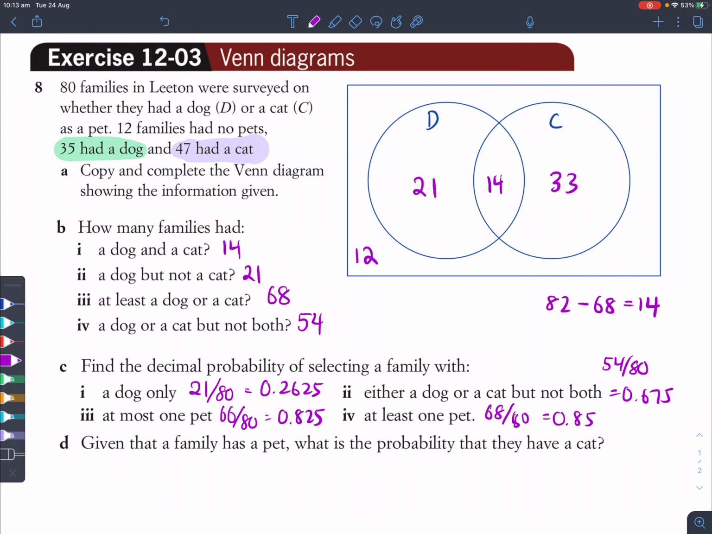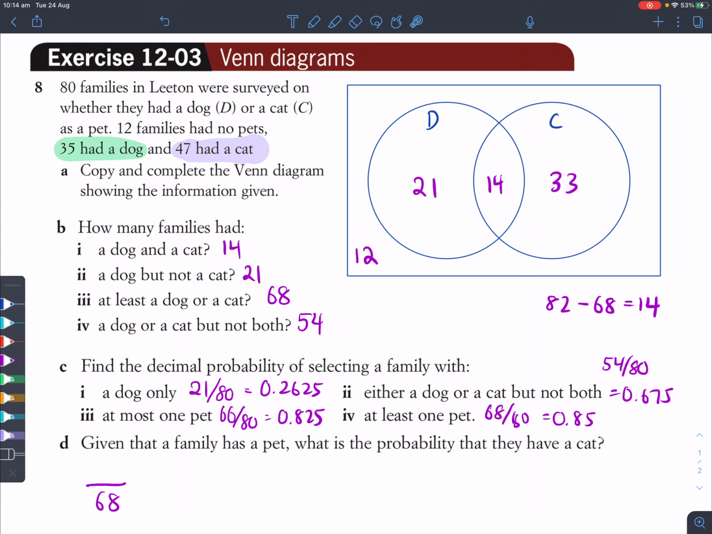Okay. Part D says, given that a family has a pet, what is the probability that they have a cat? So this is a concept on conditional probability. So the condition is we have a family that have a pet. So that excludes the people who don't have pets. So when you're looking at these numbers here, these numbers in total would be the number 68. So our answer here has to be out of 68 instead of the 80 that we usually find.